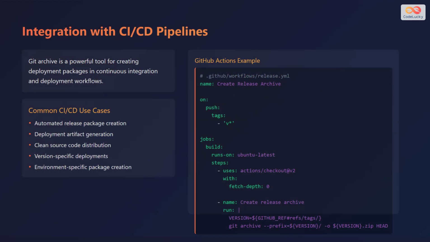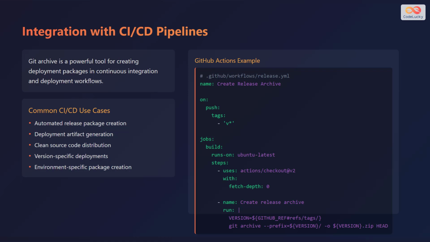Git Archive is a powerful tool for creating deployment packages in continuous integration and deployment workflows. Common CI/CD use cases include automated release package creation, deployment artifact generation, clean source code distribution, version-specific deployments, and environment-specific package creation.